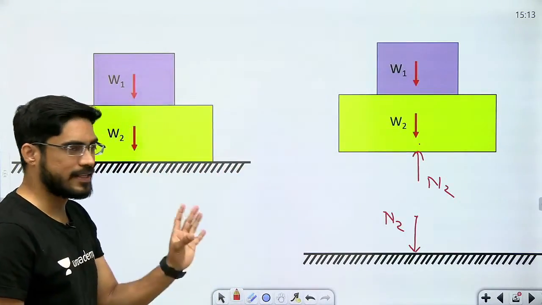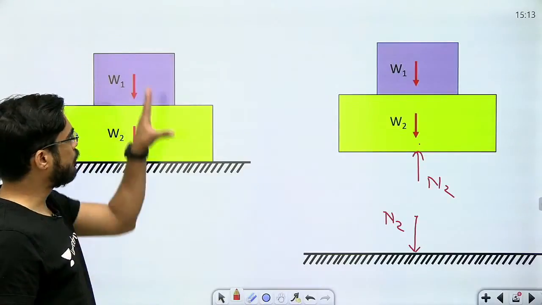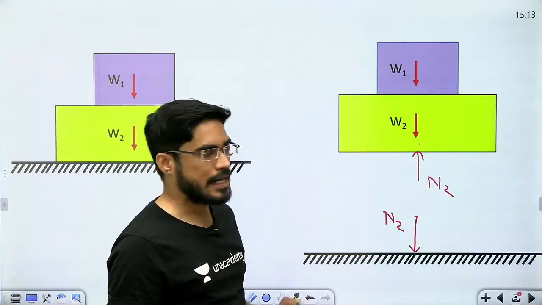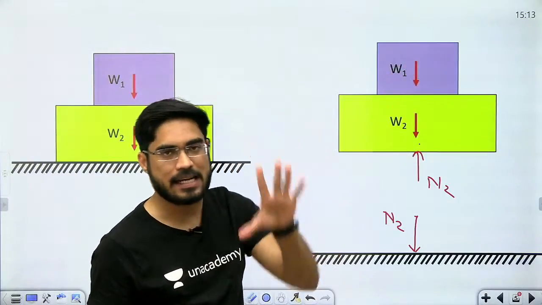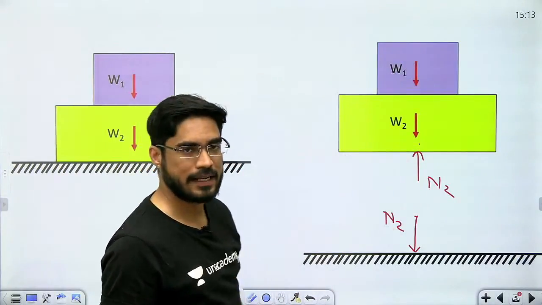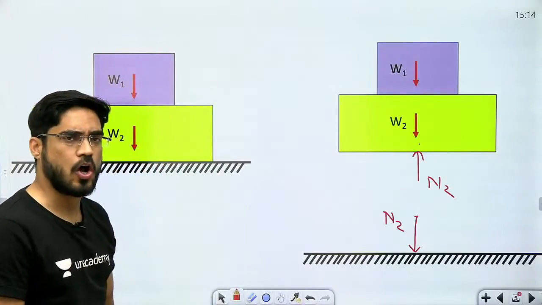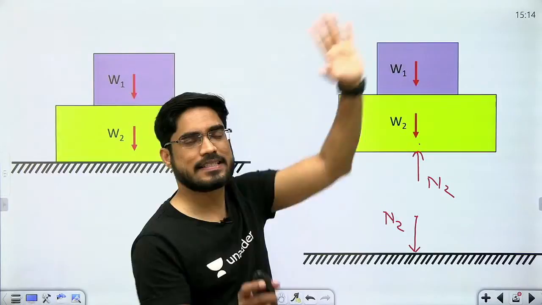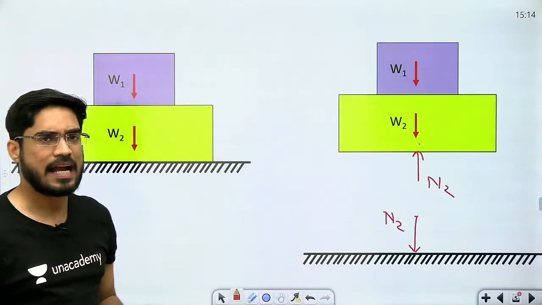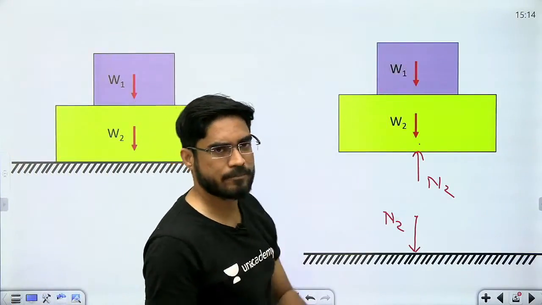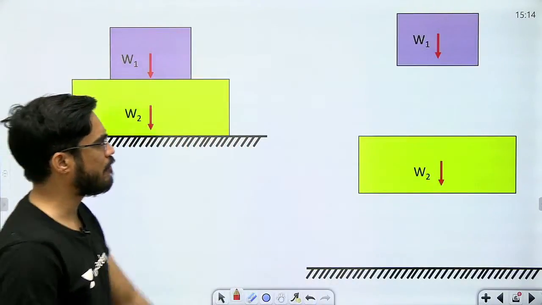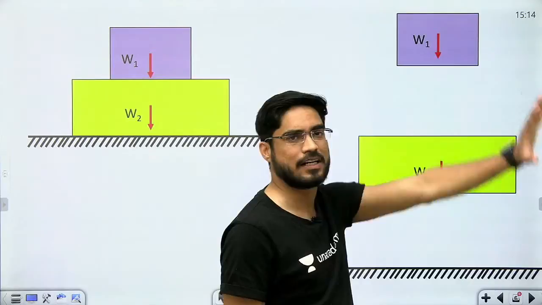So understand, this is the free body diagram of both these bodies connected together. अगर आप इन दोनों bodies को एक साथ analyze कर रहे हैं, then this will be the free body diagram. Now I need to draw the free body diagram of this purple box and yellow box separated from each other. Let's say I want to analyze them separately. So in the next example, I will draw the free body diagram of purple box and yellow box separated from each other.